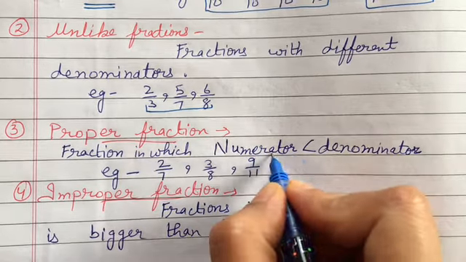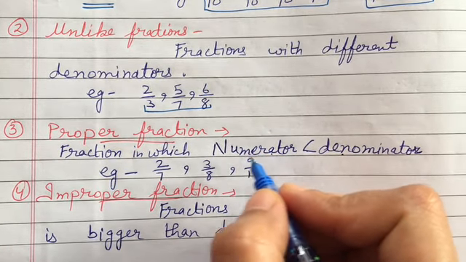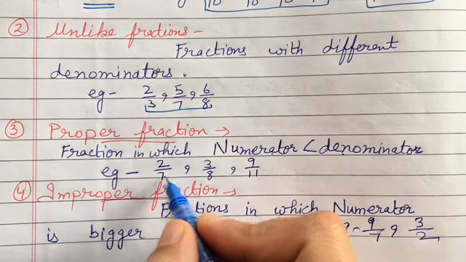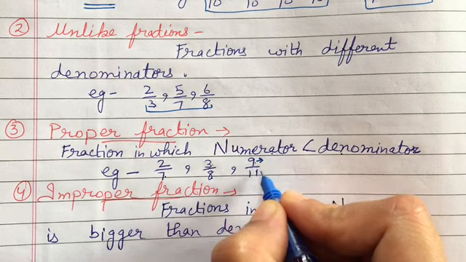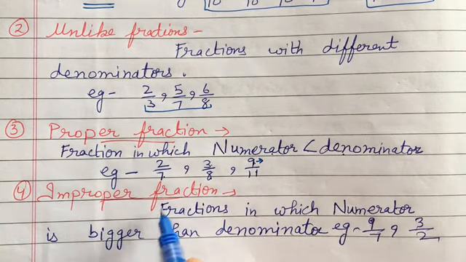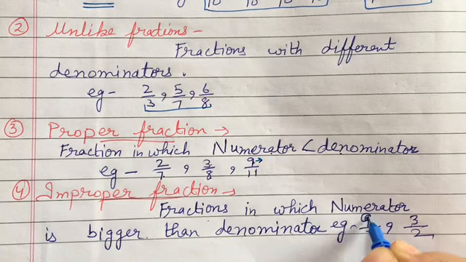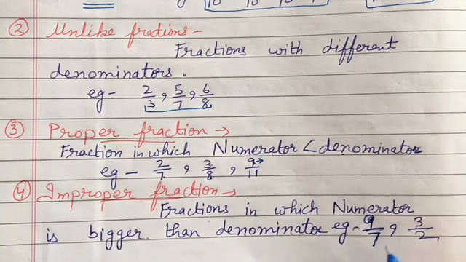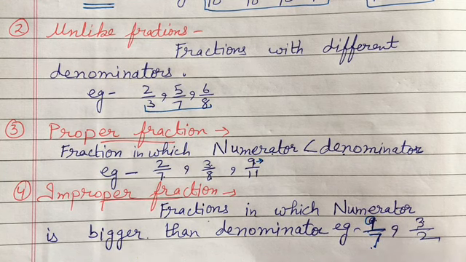Fraction in which numerator is smaller than denominator. Numerator छोटा होता है in proper fraction, like 2 by 7, 3 by 8 and 9 by 11. You can see the numerator is small in this. Next is improper fraction, the fraction in which numerator is big. न्यूमरेटर बड़ा होता है इनमें, like 9 by 7. So न्यूमरेटर बड़ा है और डिनोमिनेटर छोटा है. 3 by 2, numerator is big, denominator is small.